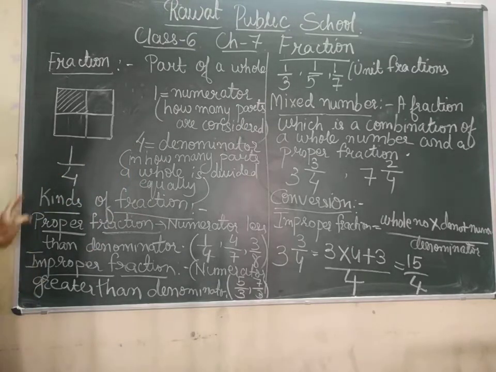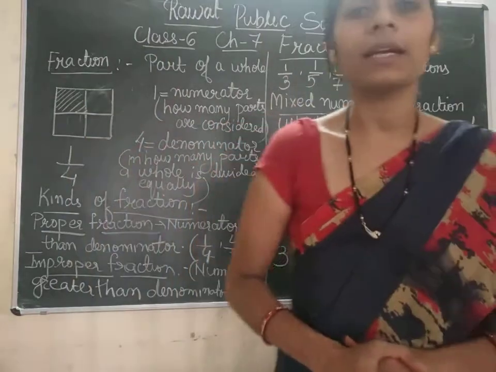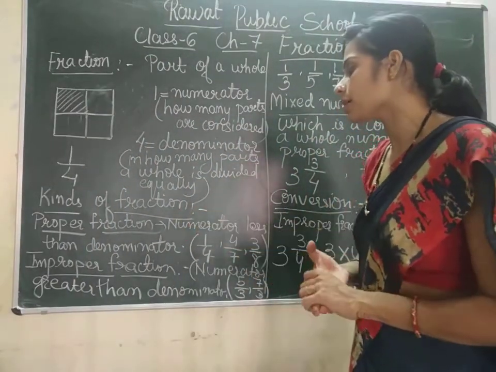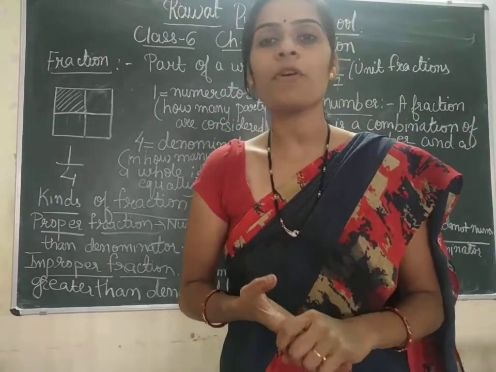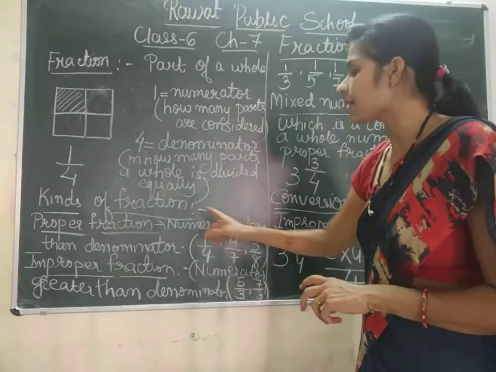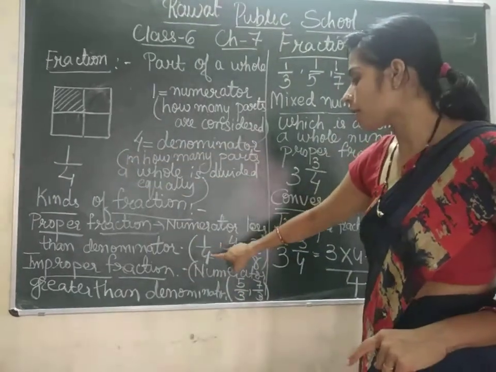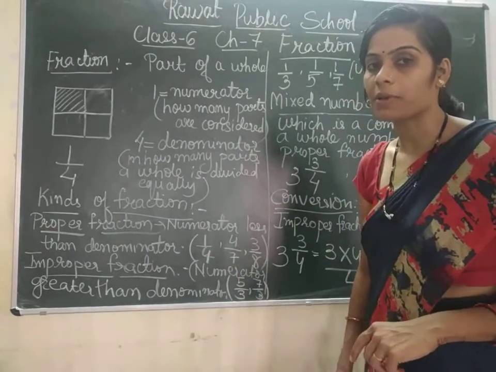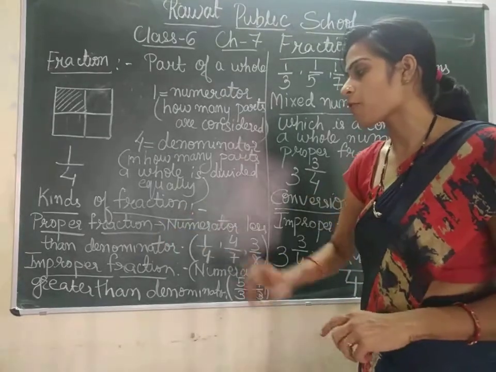Okay. Now we will talk about kinds of fractions. How many types of fractions are there? First, it is the proper fraction. Numerator less than denominator, or the fractions which are less than 1, are proper fractions. For example, we have taken 1/4, 4/7. Here numerators are what? Smaller than the denominators. So they are less than 1 and so they are proper fractions.